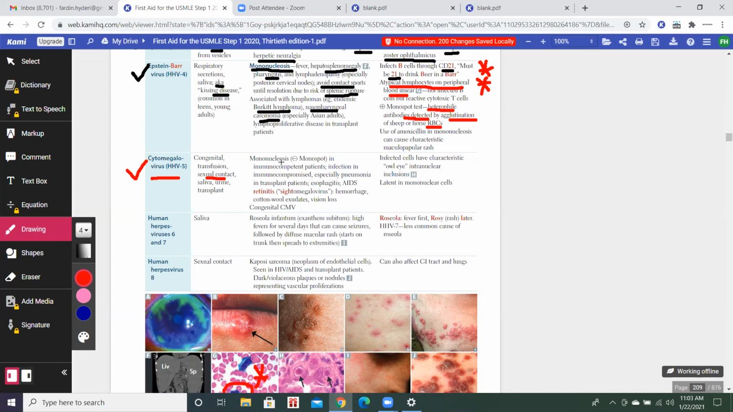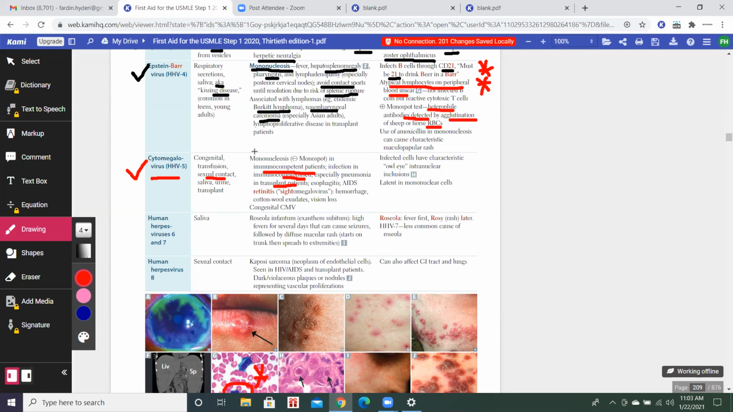Cytomegalovirus can cause mononucleosis in immunocompetent patients, and infection in immunocompromised patients, especially pneumonia in transplant patients, esophagitis, and retinitis in AIDS. Now we can talk about mononucleosis with a negative monospot test.